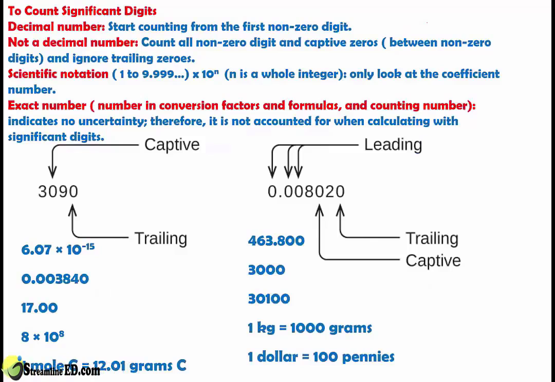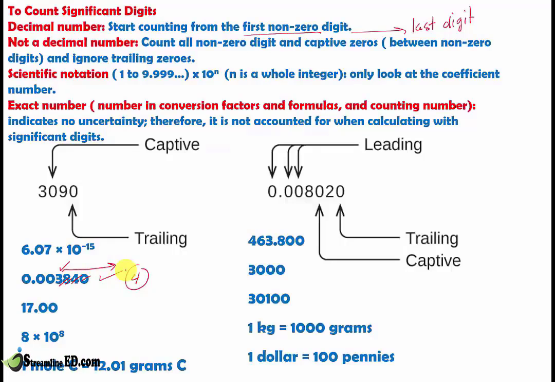So let's look at one decimal number. Let's look at this one right here. To determine the number of significant digits for a decimal number, you start counting from the first non-zero all the way to the very last digit. So here we have 0.003840. So your first non-zero is right there, and you start counting from 3 all the way to the very end, which gives you 1, 2, 3, and 4. So therefore this one has 4 significant digits.